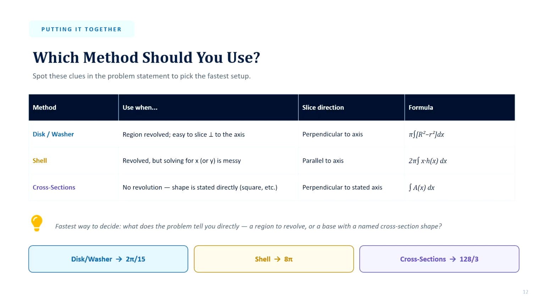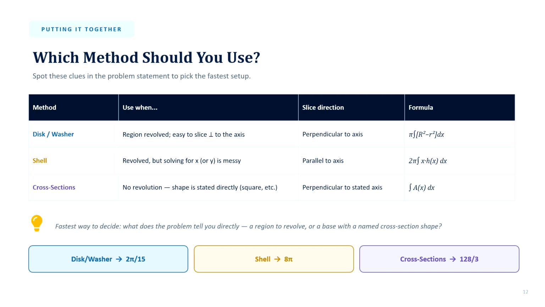So basically, how do you know which method to use when you're doing an exam? The way you can know is that if the problem describes a region being revolved and is easy to slice perpendicular to the axis, use the disk or washer method.